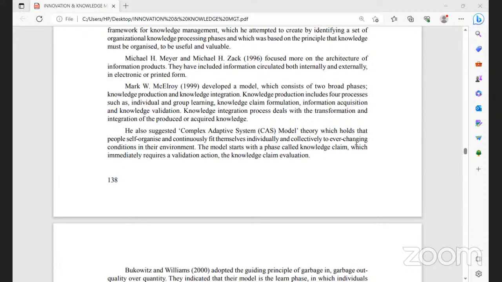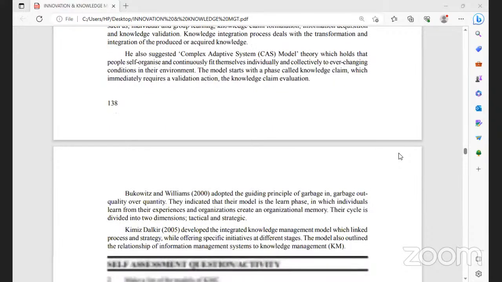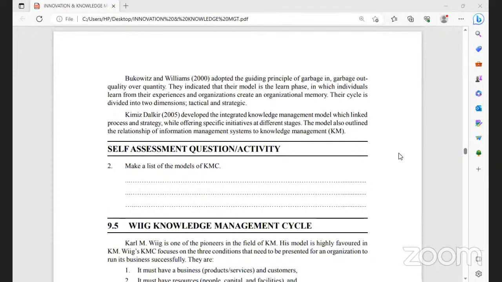And also he suggested complex adaptive systems theory, which holds that people self-organize and continuously fit themselves individually and collectively to ever-changing conditions in their environment. The model starts with a phase called knowledge claim, which immediately requires a validation action, the knowledge claim evaluation. And coming to Williams, who adopted the guiding principle of garbage in, garbage out, quality over quantity. They indicated that their model has a learn phase, in which individuals learn from their experiences and organizations create an organizational memory. Their cycle is divided into 2 dimensions, tactical and strategic.